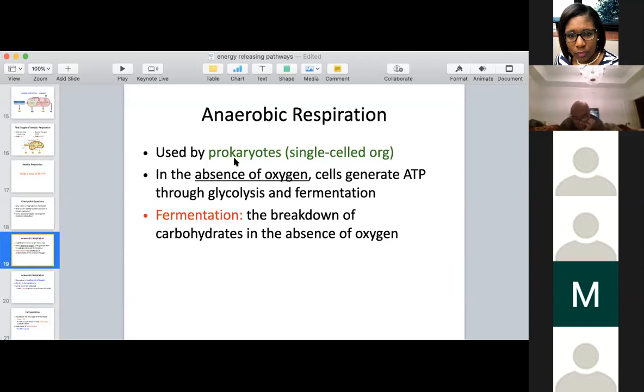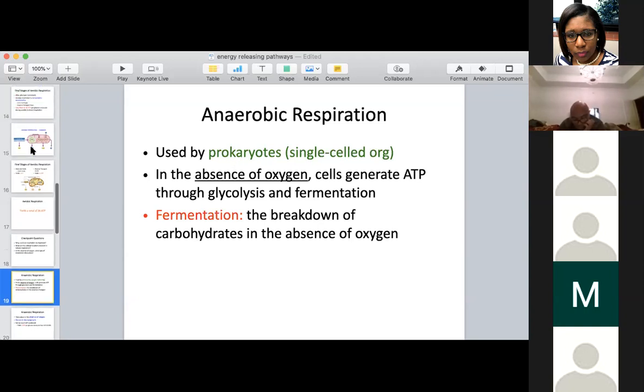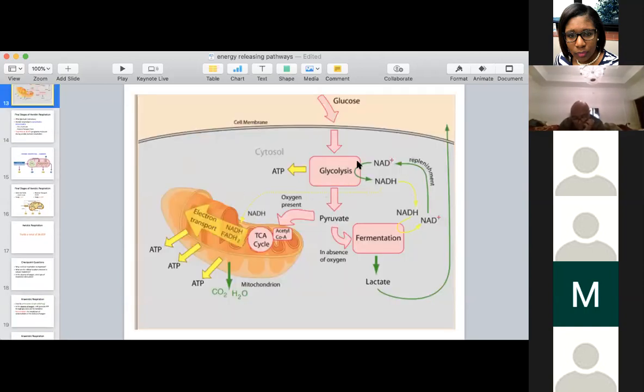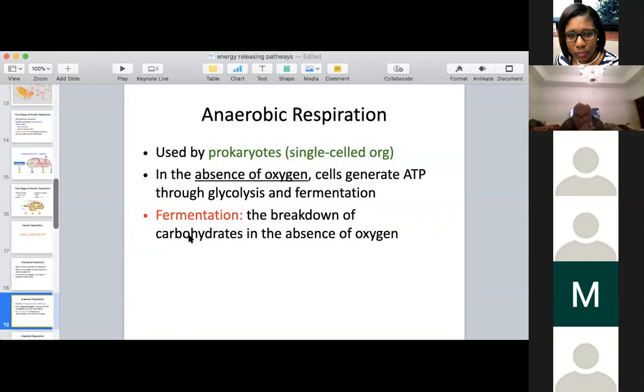So glycolysis is not oxygen dependent, but once we move past glycolysis and that pyruvate is made, we are going to have to see if oxygen is available, then cellular respiration continues. If oxygen is absent, the process turns into fermentation. So in your notes, you should understand that in the absence of oxygen, things are going to change a little.